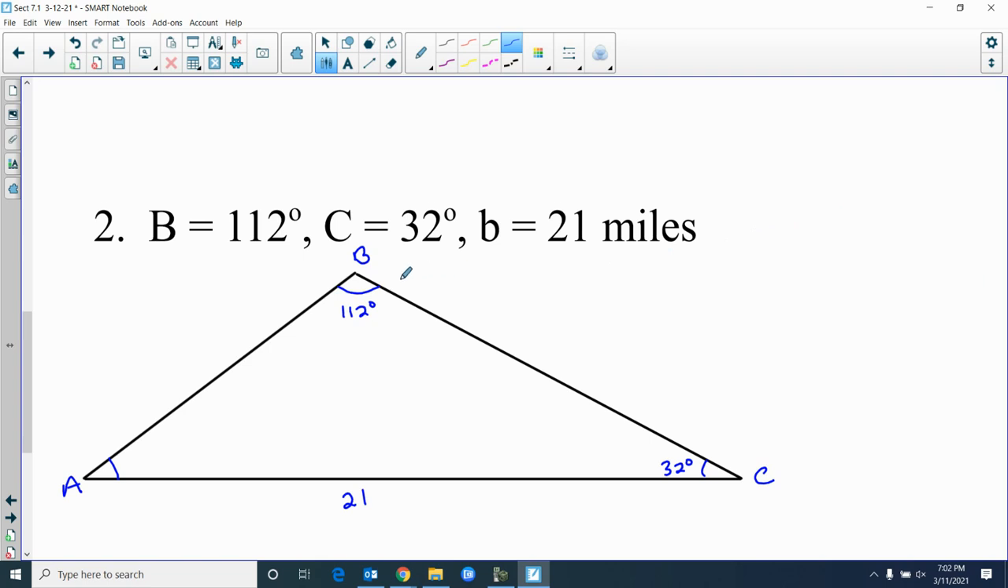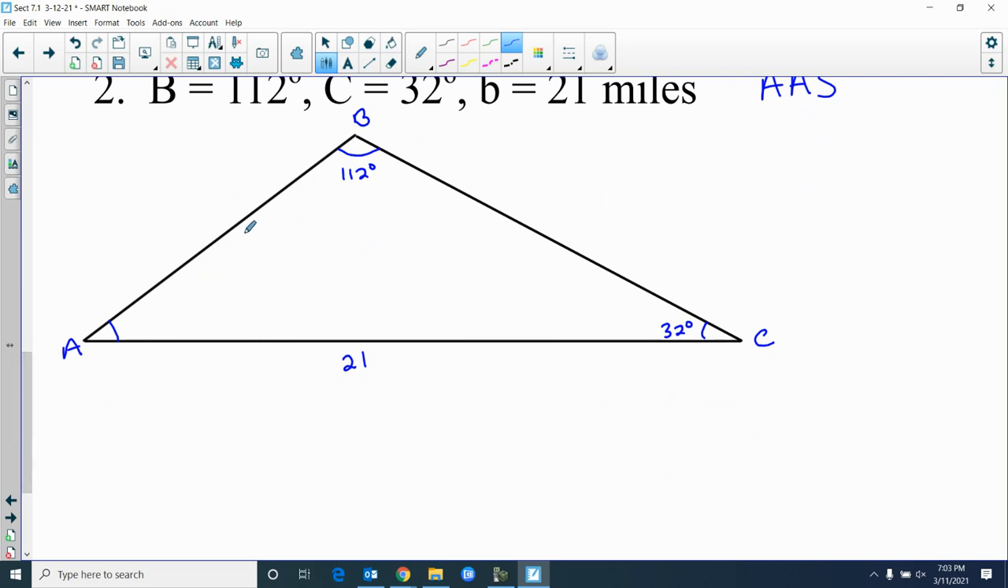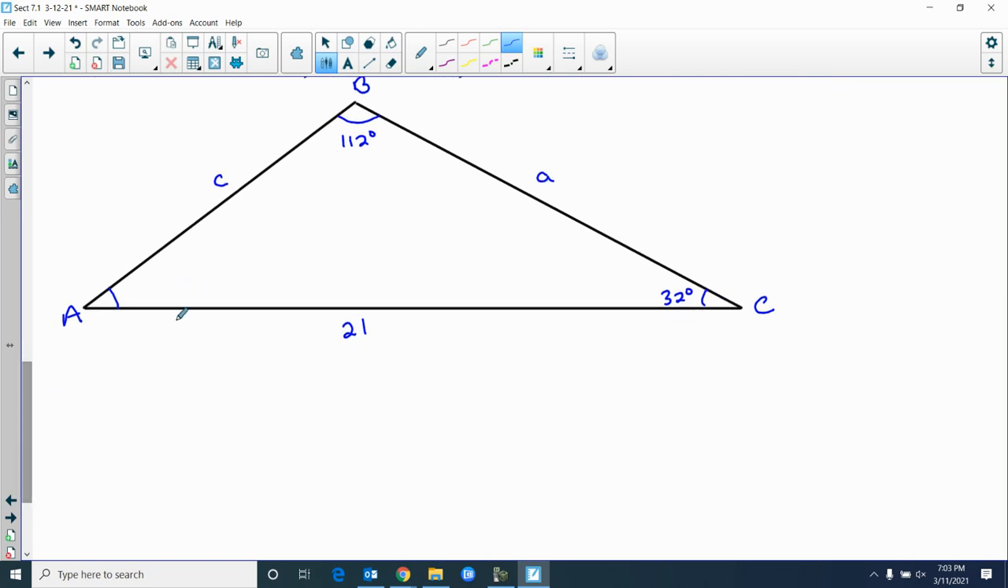All right, this is a case. The first one was angle, side, angle, because the side was between the angles. This is what we call angle, angle, side. You get two angles, and then you got a side, what we call a non-included side. It doesn't fall between them. And so side C is over here on the left, and then side A is over here. So we want to find those. I have to use the angle and the side I know.